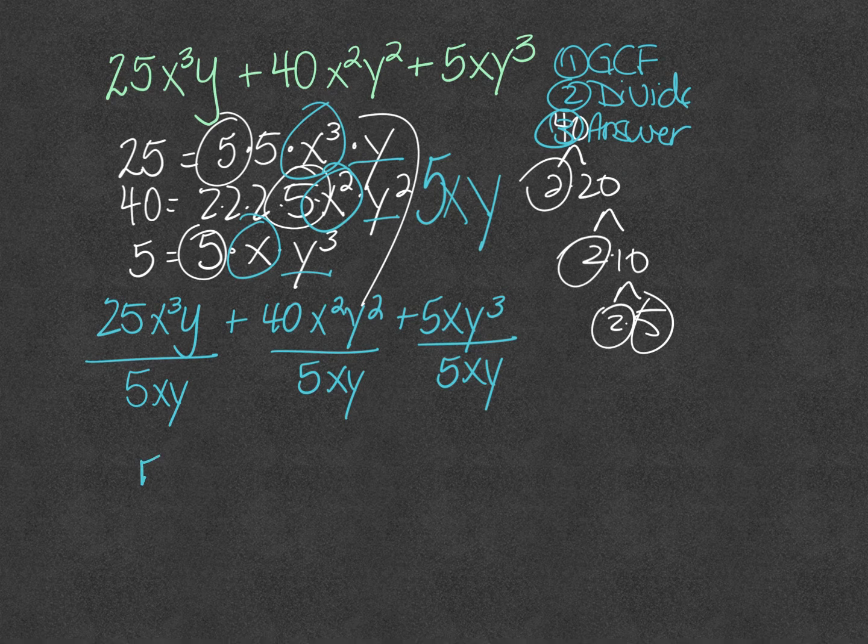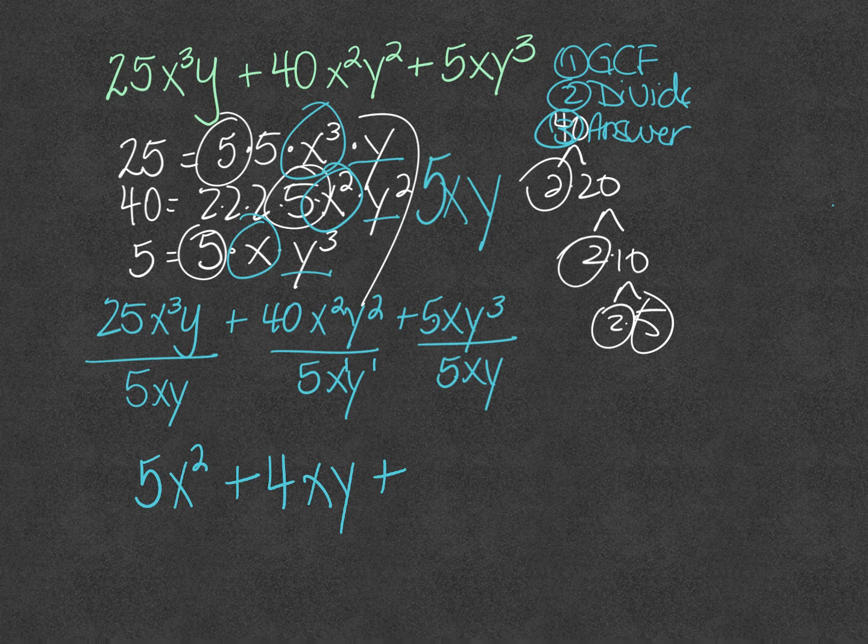$25 divided by 5 is 5. X to the third minus x would be x squared, and y minus y cancels, okay? So plus 40 divided by 5 is 4. X squared, which would be 2 minus 1, because imagine there's a 1 here and a 1 here, so 2 minus 1 is x. And then y, 2 minus 1 is y, plus 5 divided by 5 is 1. We don't need to put that there. X divided by x cancels.